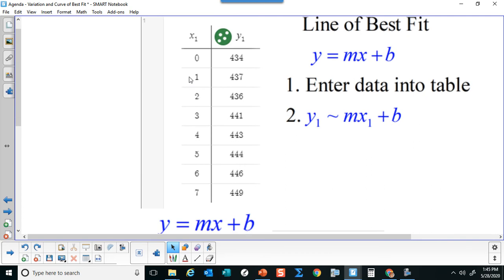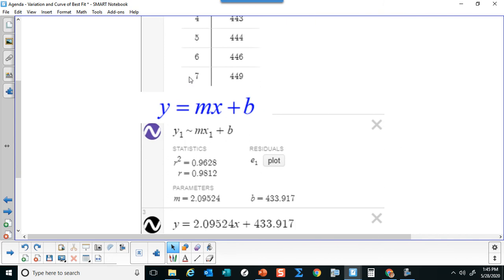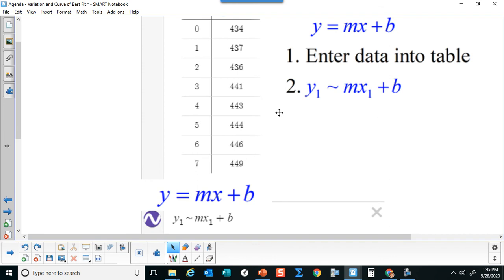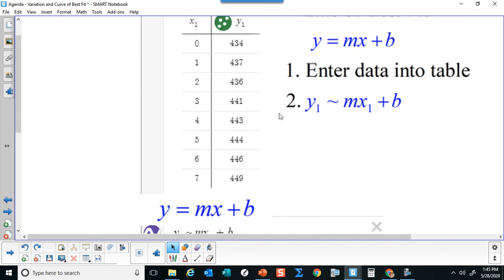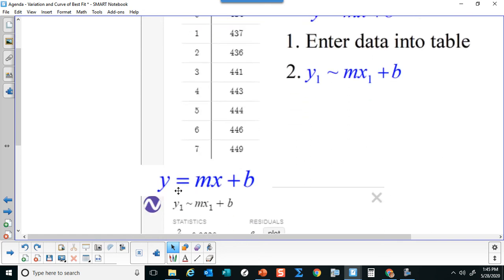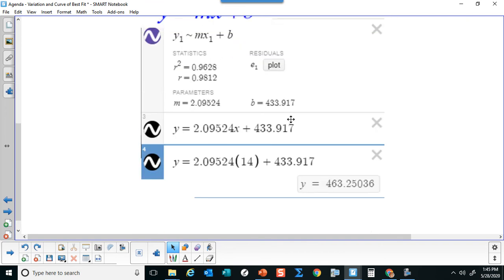We'll be entering the data into the Desmos calculator. Then we'll enter this equation. As you can see, it's very similar to y equals mx plus b. We get the y sub 1 because we wanted to use this y, and the x sub 1 because we want to use those x's. And it's best fit, so we're not going to use an equal sign, we're going to use the tilde sign. All right, and the calculator will then give us the slope, the y-intercept. We can write our equation and then use it to make a prediction.